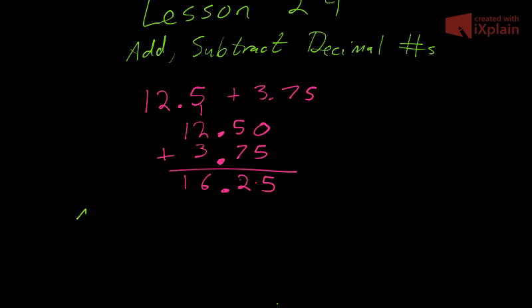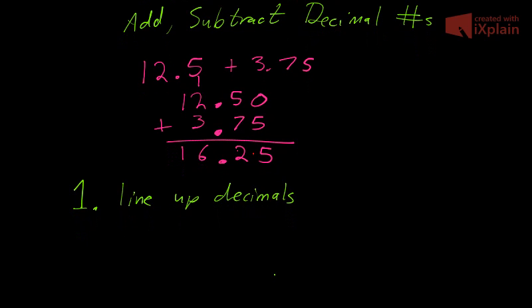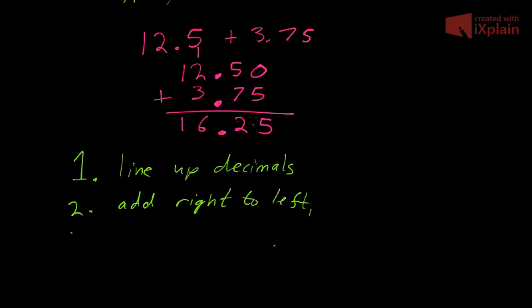So let's write down the steps. Number 1 is I lined up my decimals. Number 2 is I add from right to left. And number 3 is I put the decimal in my answer under the other decimals. Other starts with an O, not a U. Under other decimals.